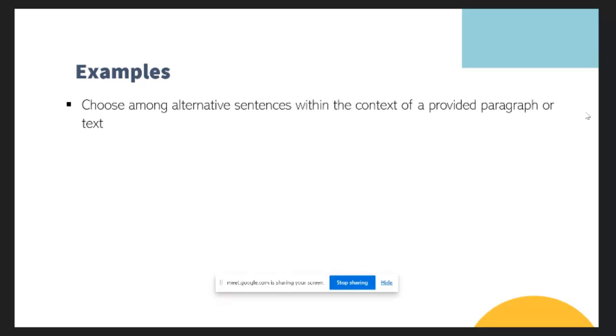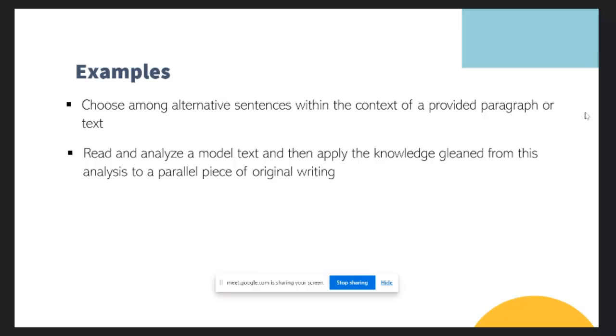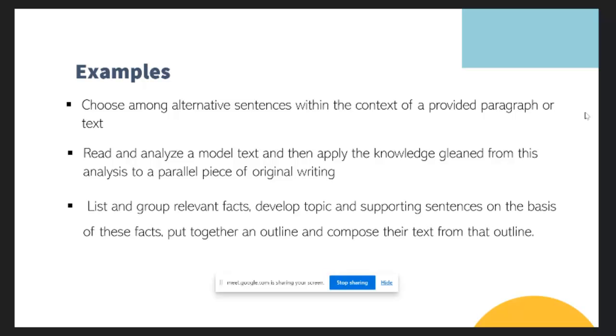For example, at the basic level, students have to choose among alternative sentences within the context of a provided paragraph or a text. At a higher level, they have to read and analyze a model text and then apply the knowledge to write a parallel piece of original writing. Or they also have to list and group relevant facts, develop topic and supporting sentences from the facts, and then put them together in an outline and compose their text from that outline.